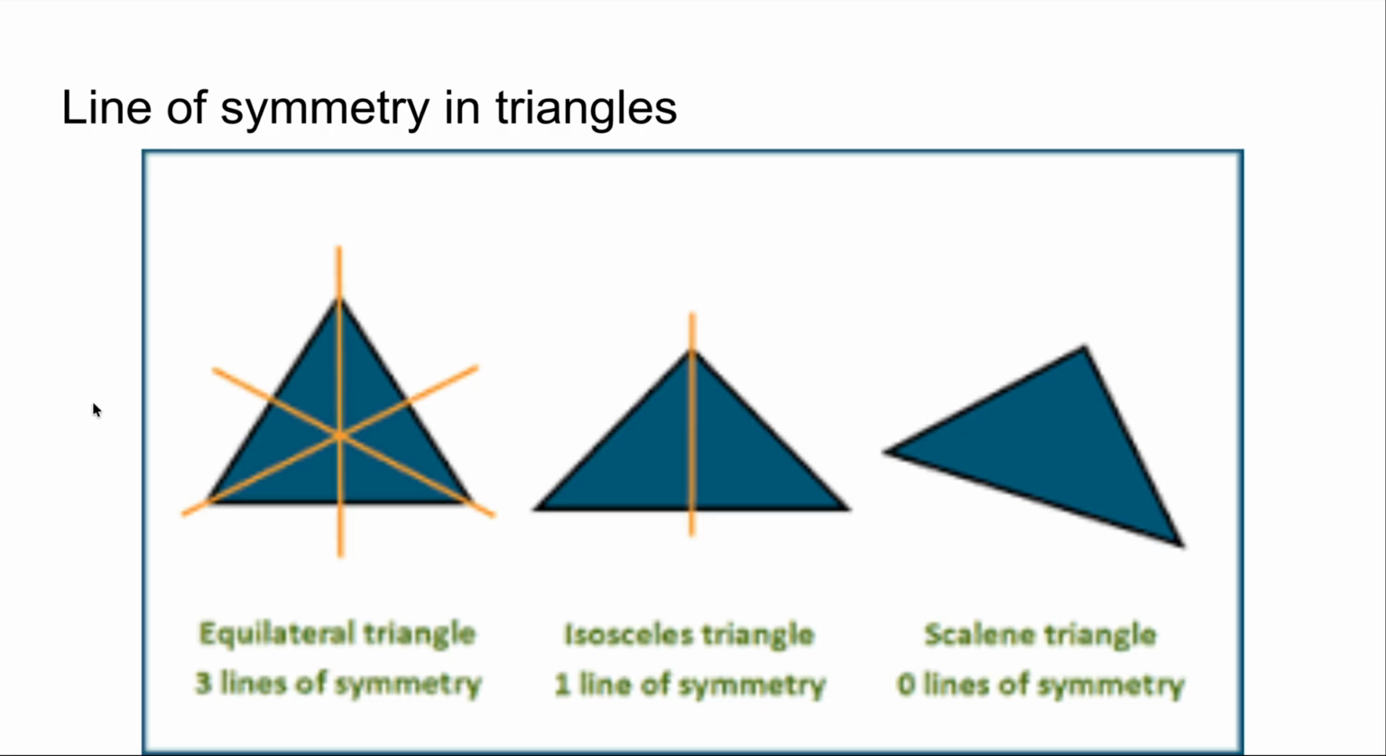Lines of symmetry in triangles. Equilateral triangles have 3 lines of symmetry because they have 3 equal sides, 3 equal angles. You can cut it down each of the corners and draw a line through the center. Isosceles triangles only have 1 line of symmetry. They have 2 equal angles, and so those 2 equal sides will be on either side of your line of symmetry. Scalene triangles have 0 lines of symmetry because 0 sides are the equal length, and 0 angles are equal as well.